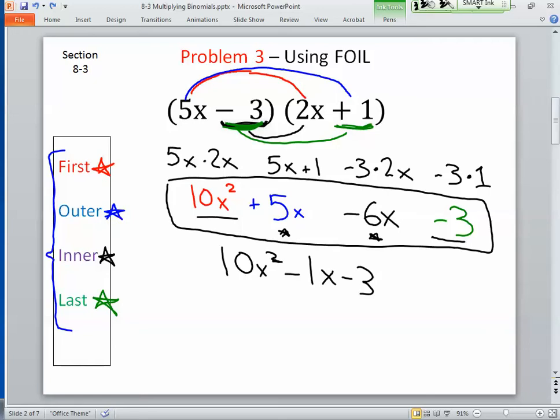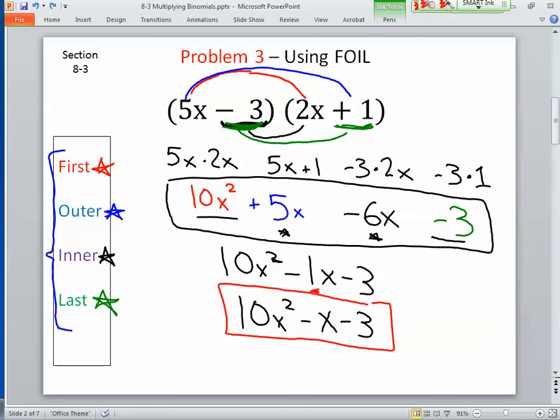And this is essentially my final answer. The only thing is, since this is a coefficient of 1 in front of the x, I could also write this as 10x squared minus x minus 3. That has the same value. And this is the final answer for that problem. I just multiplied my two binomials using the FOIL method.